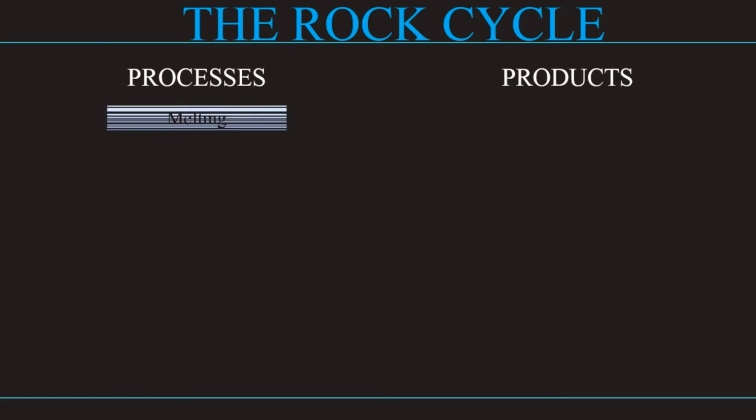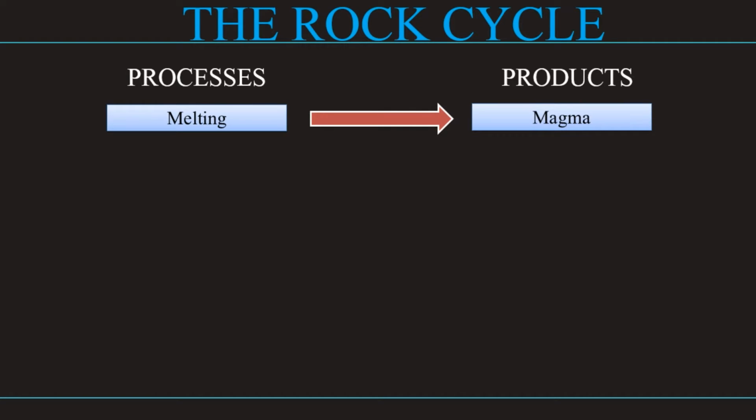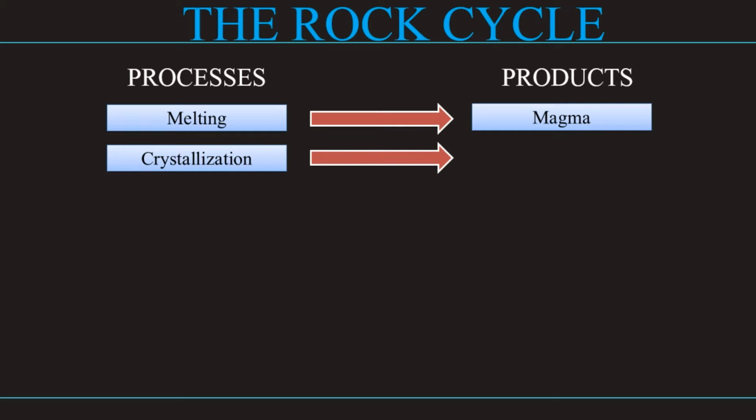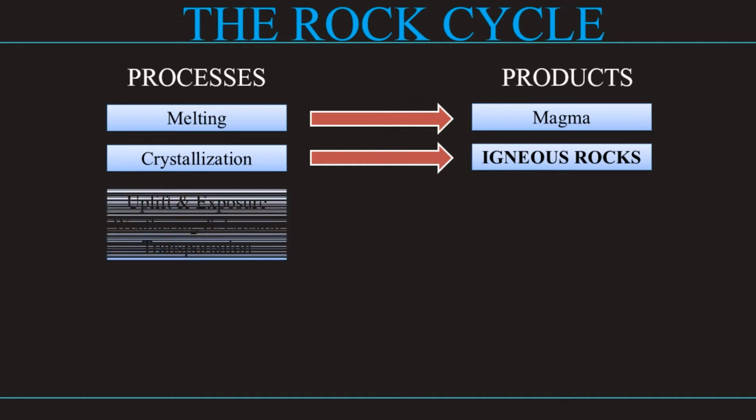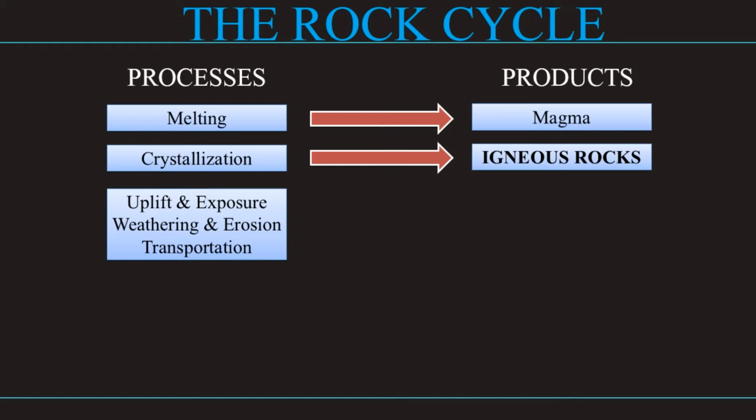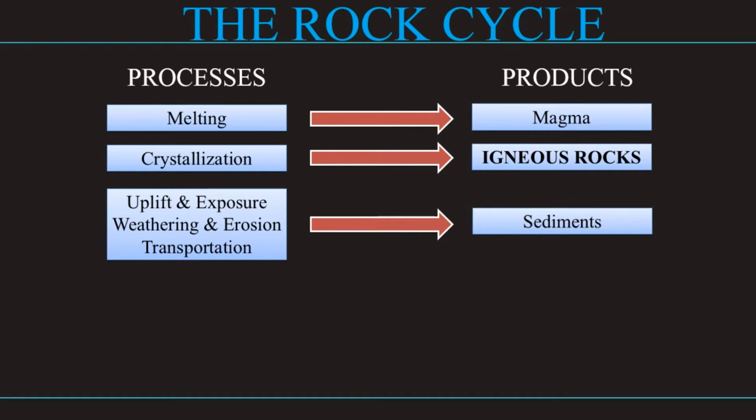The rock cycle involves different processes and products. Let's begin with the different processes. The melting of mantle rocks will result in the formation of magma. This magma will later undergo crystallization, or cooling and solidification, which will create igneous rocks. These rocks can be pushed up into the surface of Earth by a process called uplift. From here, the surface rocks are exposed to weathering and erosion, which makes sediments.